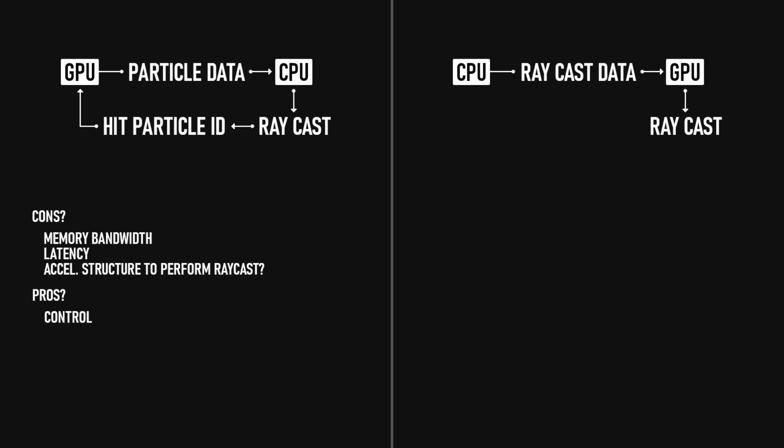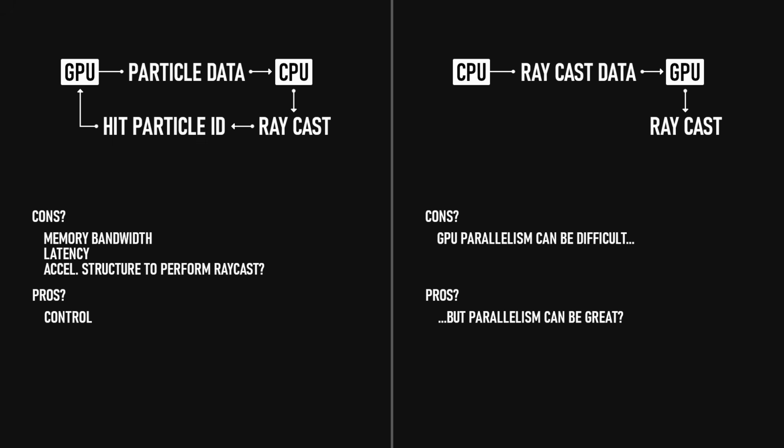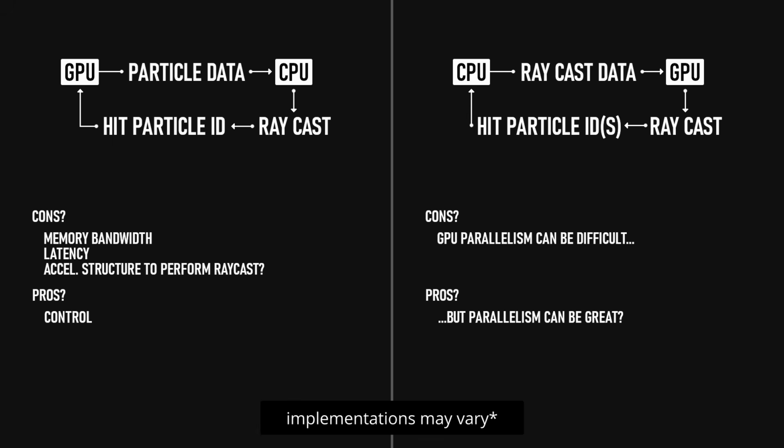As for the second method, where the raycast data is transferred to the GPU for computation, the downside is that GPU parallelism makes this more difficult. Each particle computes the ray test independently with no awareness of other particles, so ensuring that only the closest particle is hit becomes a real challenge. The upside is that this method can be extremely efficient to some degree. You only send the indices of the selected particles to the CPU, and the cost of the raycast itself is likely massively reduced thanks to parallel processing.